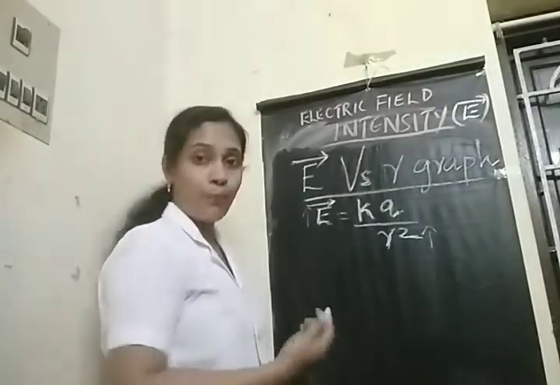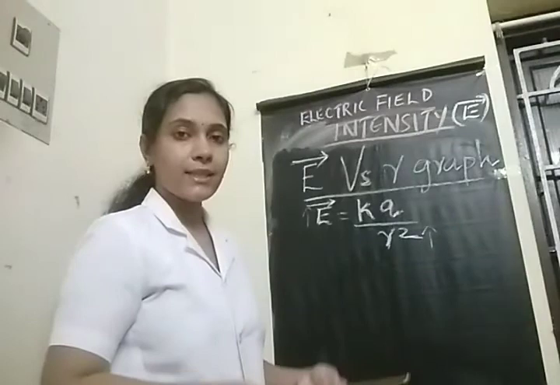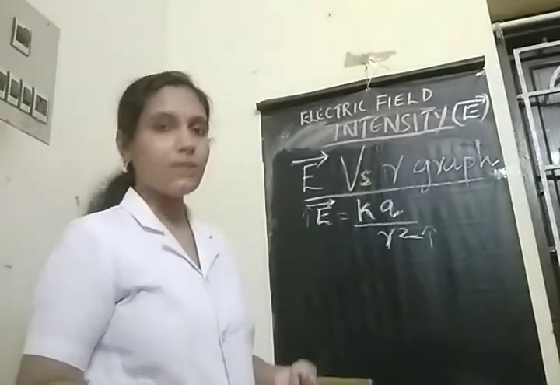So how can we plot the graph of electric field intensity with respect to the distance r?